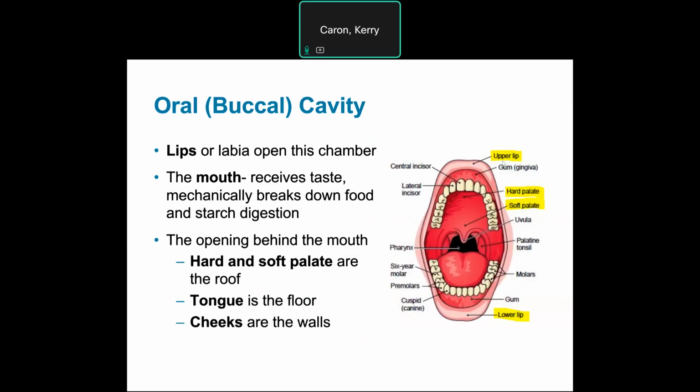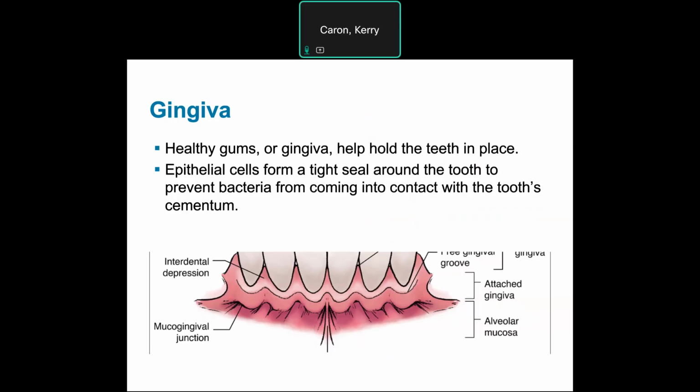So I've highlighted here ones that you're going to definitely want to be sure to know. The gingiva, that's the gums. They help to keep teeth in place, and they are really epithelial cells forming a tight seal around every tooth to prevent bacteria from coming in contact with the tooth's cementum.